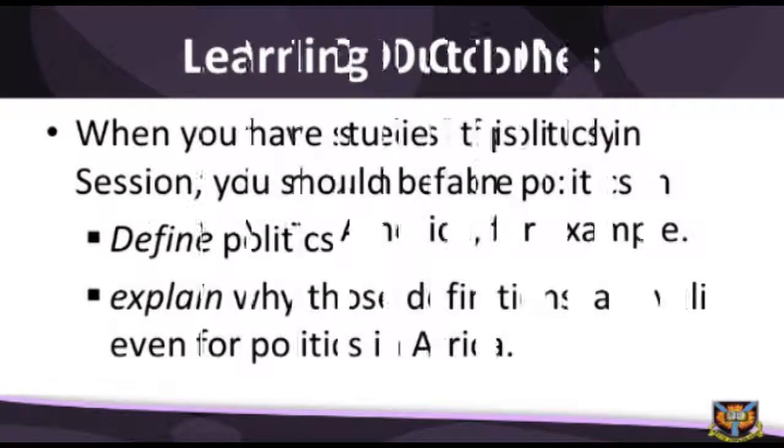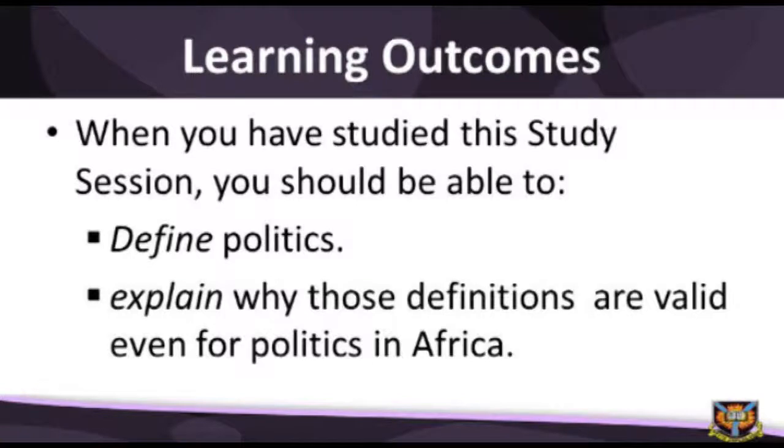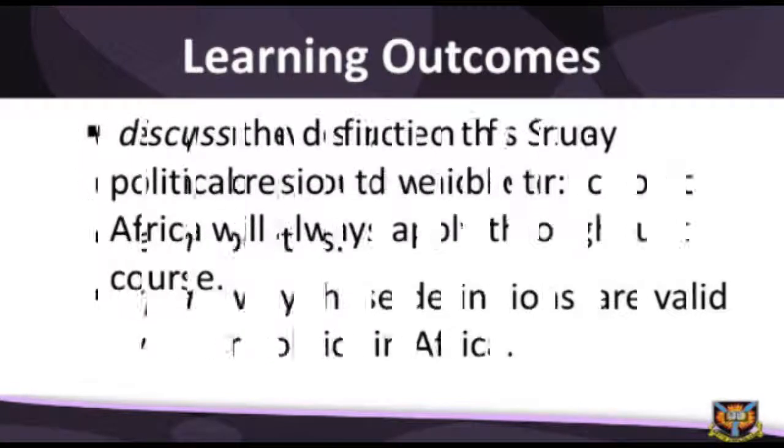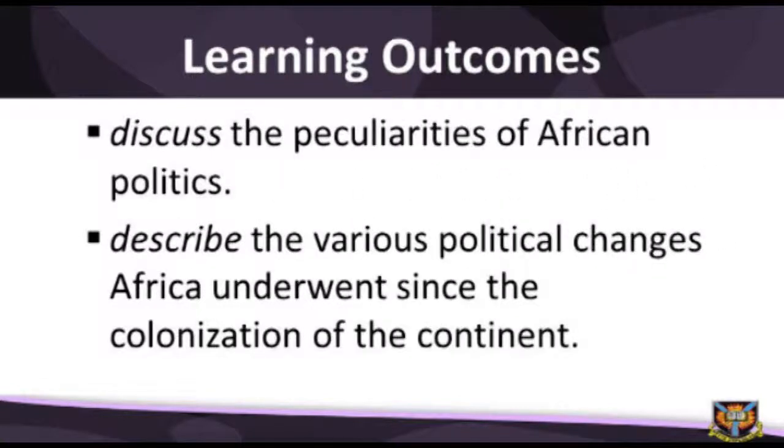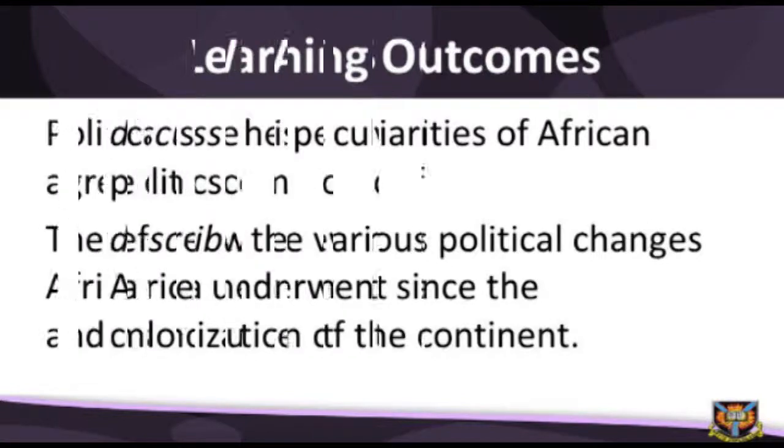Learning outcomes. When you have studied this study session, you should be able to: 1. Define politics. 2. Explain why those definitions are valid even for politics in Africa. 3. Discuss the definition of African political region, to which our notion of Africa will always apply throughout this course. 4. Discuss the peculiarities of African politics. 5. Describe the various political changes Africa underwent since the colonization of the continent.